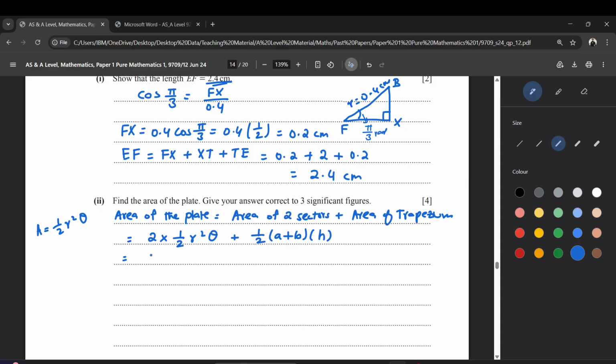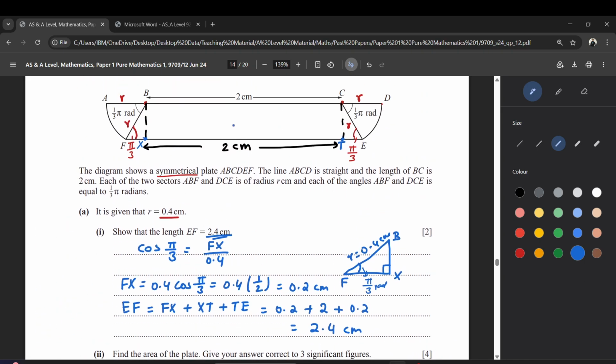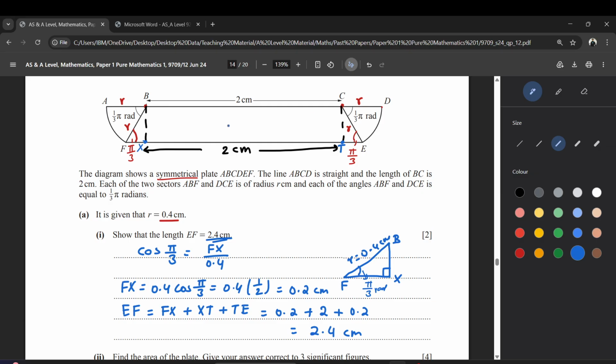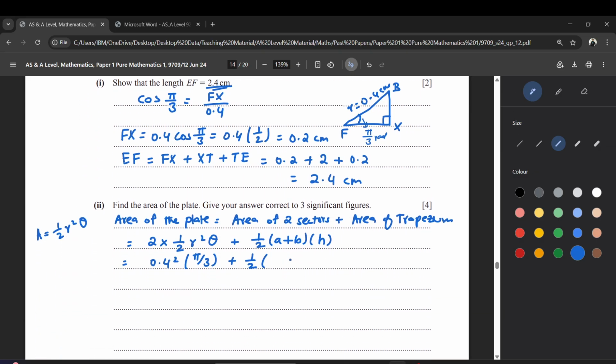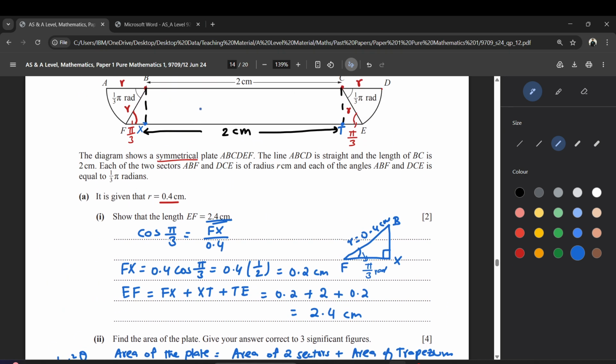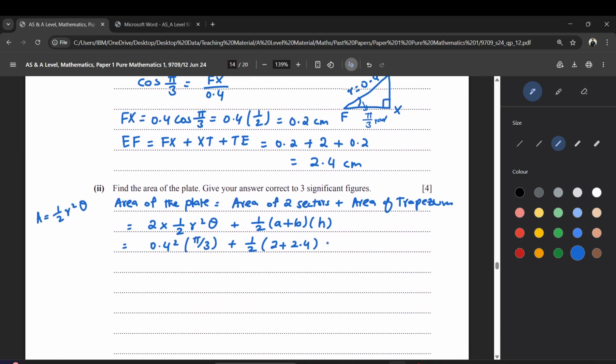2 and 2 cancel out, so the radius is 0.4 squared, and the theta was pi upon 3, plus half into, now the parallel sides would be, the first one is 2 centimeters, the second is 2.4 centimeters. So we have 2 plus 2.4, and the vertical height or the perpendicular distance between them, that is going to be BX, which is unknown. We don't know what BX is yet.